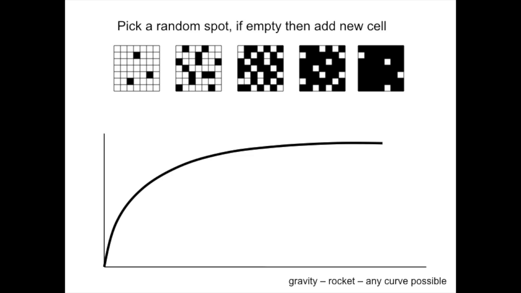This is another curve, just to show you that a very simple rule set can generate almost any shaped curve you want here. This could represent the pull of gravity or a rocket trajectory. And the rule above is just throw random darts at the grid, and if they hit, make a new cell. And it'll give you a curve just like that.